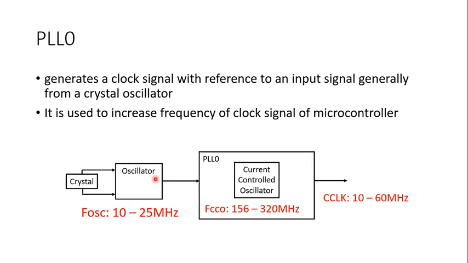Okay. Then its output is given as input to PLL0, where it internally uses a current controlled oscillator, like a VCO. VCO is a voltage controlled oscillator, which we have seen in the definition of PLL. Here you have a current controlled oscillator whose frequency range is 156 megahertz to 320 megahertz, and it drives the output. Again the output will be a decreased frequency, and that frequency is given as CCLK or the processor clock, and that is 10 megahertz to 60 megahertz.